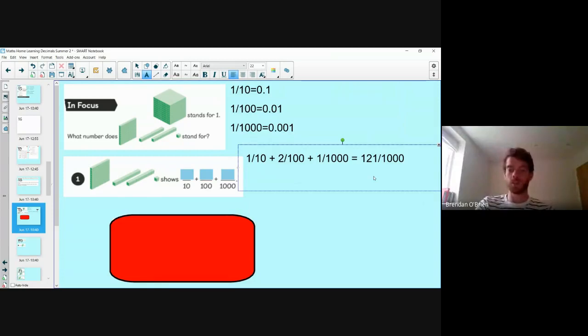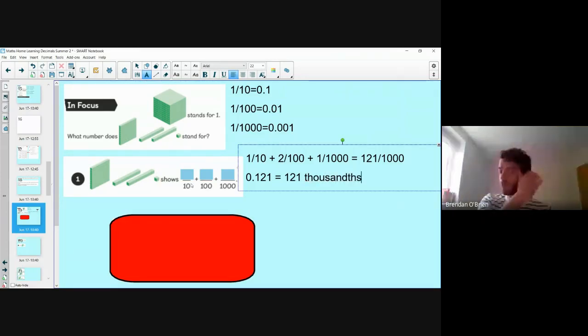So let's write that as a decimal. We know we can't make a whole, so it's 0. But we have got 1/10, we've got 2 hundredths, and we've got 1 thousandth. So it's 0.121. That equals, in the written form, 121 thousandths.